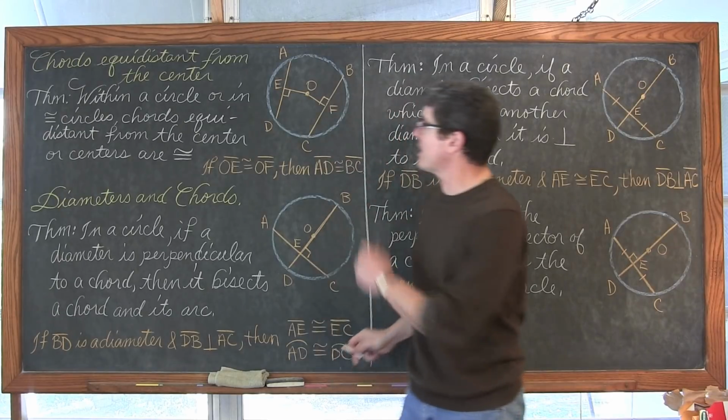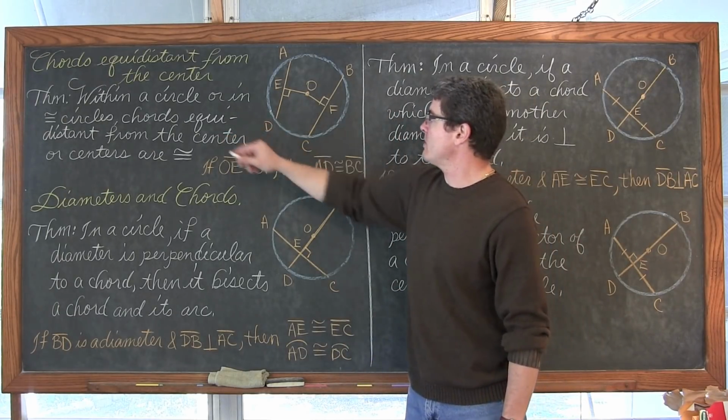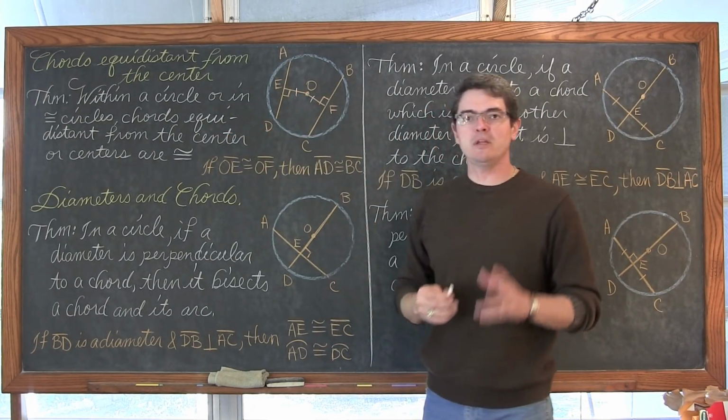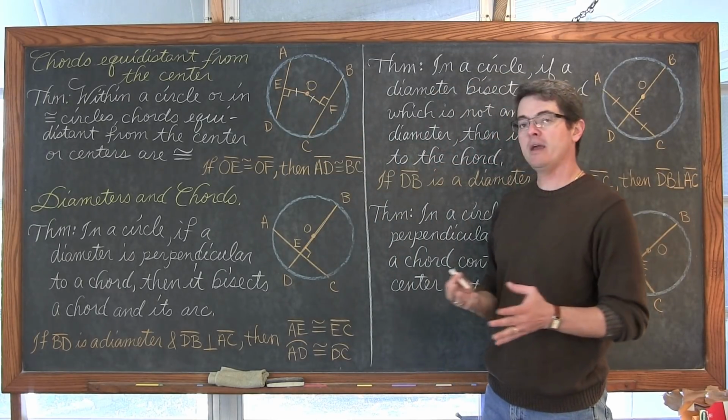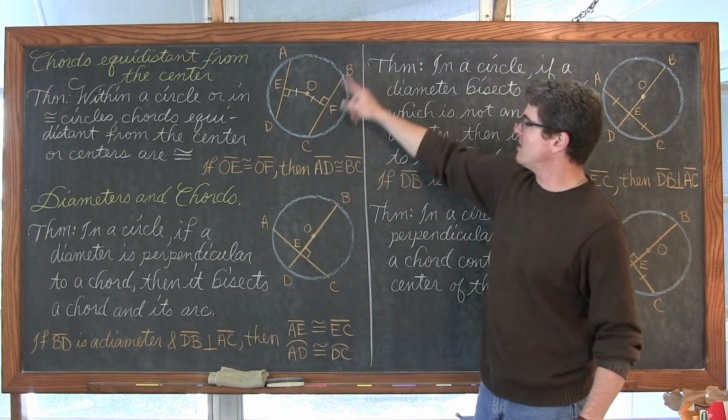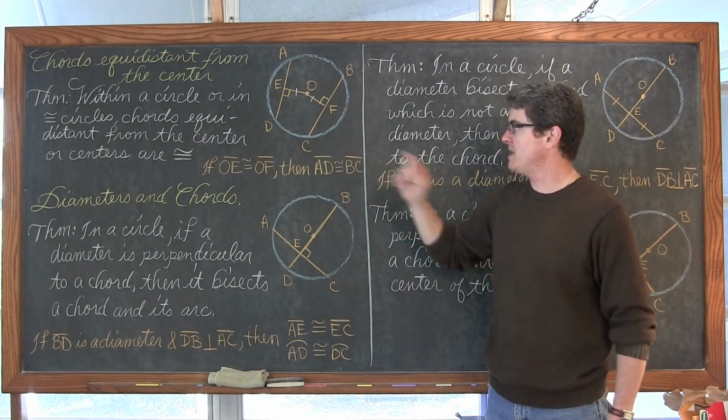And I can see that I forgot a notation. If the chords are equidistant from the center, I don't need just perpendicular marks there, I need some little hatch marks to show that those distances are equal, and if so, then AD is going to be congruent to BC.